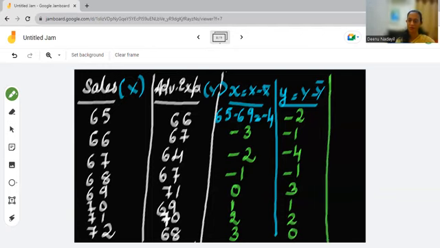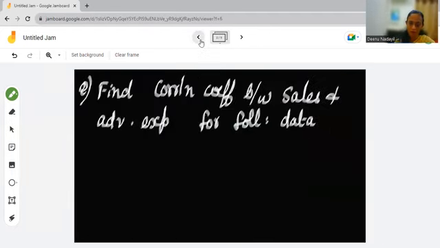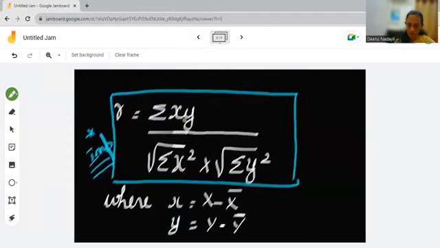Okay, we got small x and small y. Why do we want small x and small y? Because in the formula we have small x, small y. That is why we are doing all this. Now come back to the formula. Whenever we are doing this, write the formula first and then only proceed with the table. Whatever is there in the formula, we will write in the table. That is how you have to remember.